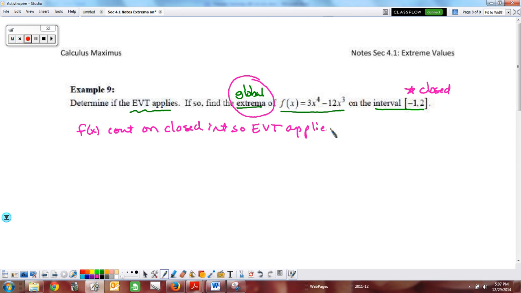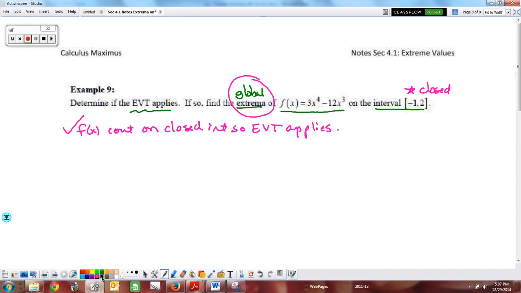Now remember, we're in chapter 4. This is only the first section, so you're going to have several theorems that could work, and you have to pick which one applies. So this is stage 1. We only have one theorem so far. Hey, EVT is going to be the correct method to use for this. So you figure that out first.